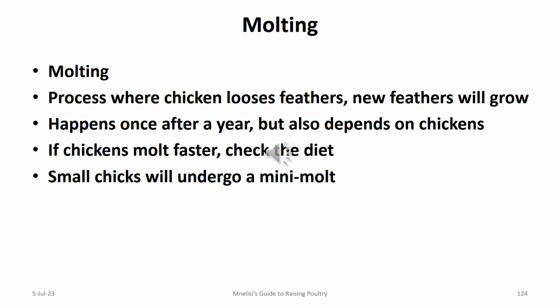Molting. This is a process where a chicken loses feathers and new feathers grow. It will happen once a year, but also depends on the chicken. If chickens molt before time, you need to check the diet. Small chicks will undergo what we call a mini molt.